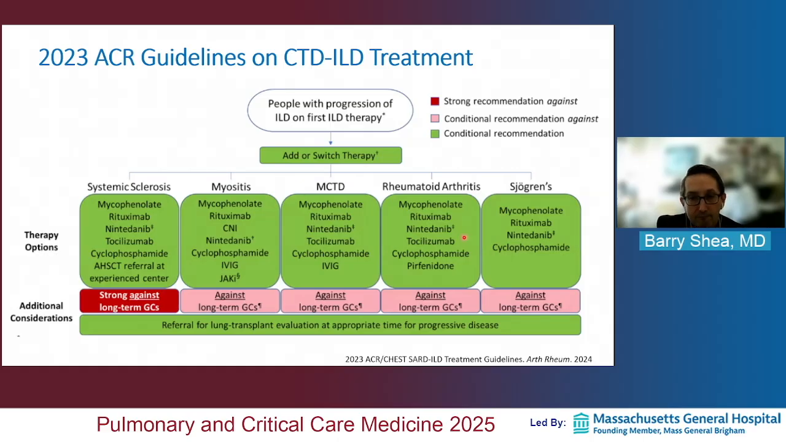And again, mycophenolate and rituximab were all options here. Myositis included some other drugs that weren't really considered in some of the other agents, so calcineurin inhibitors like tacrolimus, IVIG, and JAK inhibitors were all considered options for progressive myositis.